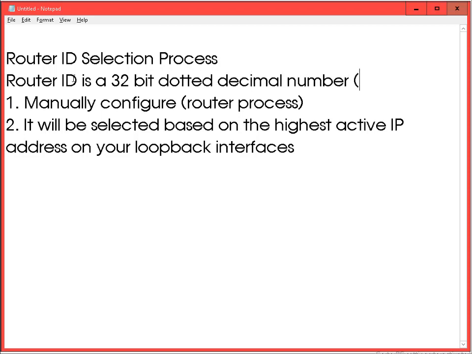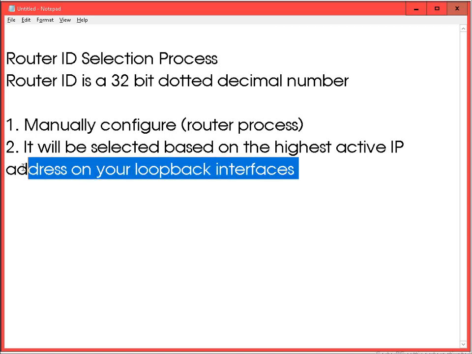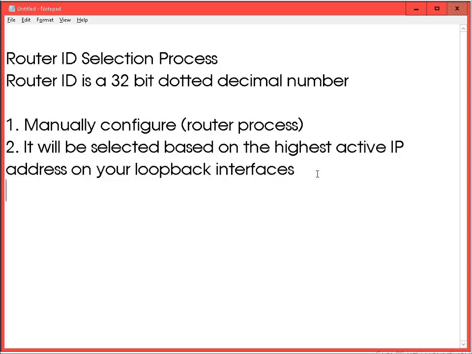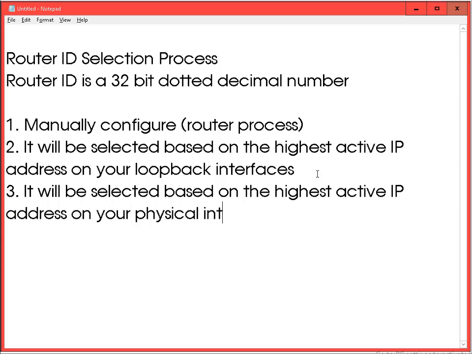All right. It does not have to be an IP address, but it does have to have that format. So naturally, it makes sense. I could choose one based on what's on my loopback interfaces. Number 3, it will be selected based on the highest active IP address on your physical interfaces. So clearly that's going to happen, right? I mean, you're a router, so you must have physical interfaces that allow you to do routing. Naturally, that's what you would typically see.